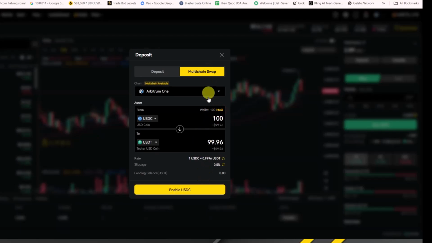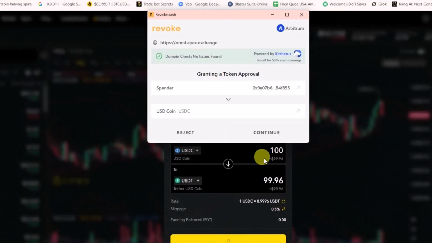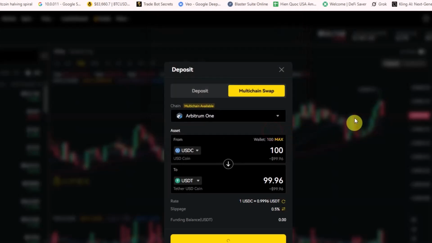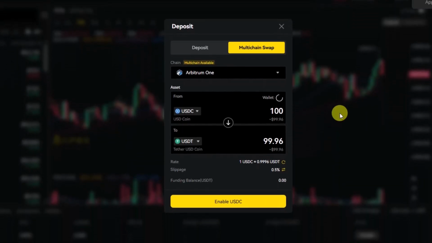So you can do a multi-chain swap. It will just take your USDC, swap to USDC, you'll be able to enable that, and then deposit. I'll go ahead and continue, sign my contract, and confirm. It's going to confirm on my Trezor, so I'm going to take care of that. Sign it, and then it should be deposit.